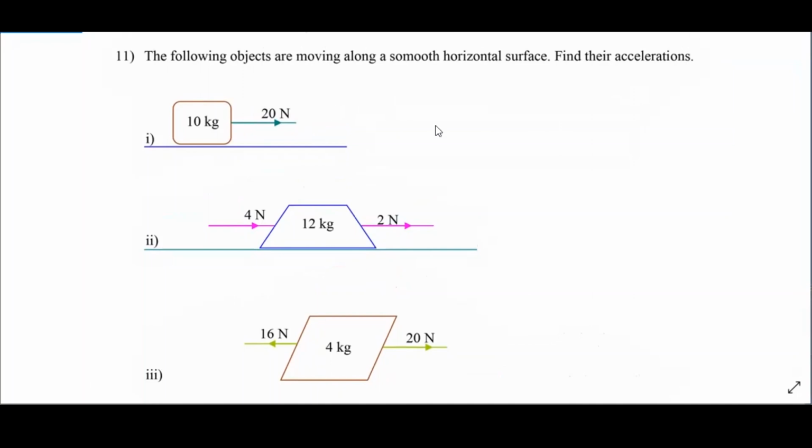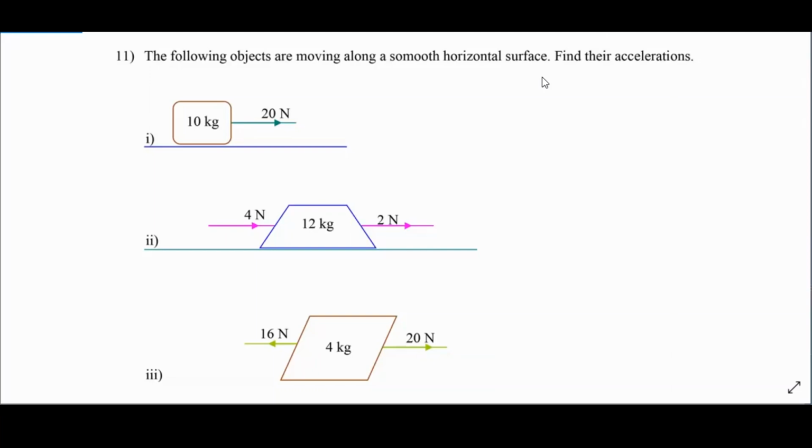Right. The question number 11 asks: the following objects are moving along a smooth horizontal surface. Find their accelerations. Let's give a try here.